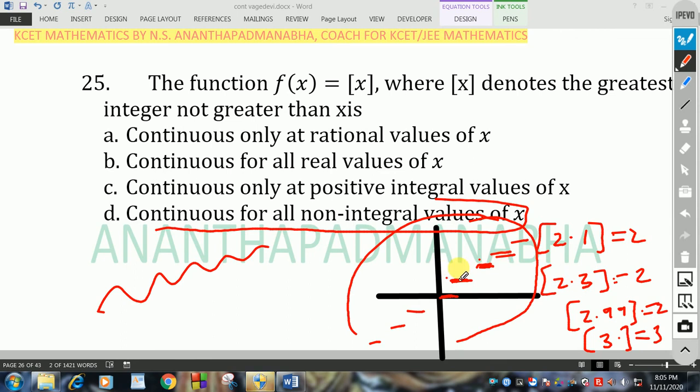So there will be a difference here. So there is a break in the graph clearly. It is continuous for all non-integral values, and it is discontinuous at the integral points. You can remember this point, and there is a problem in the NCERT book also. Hope you have solved this.